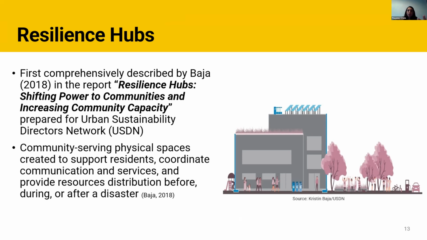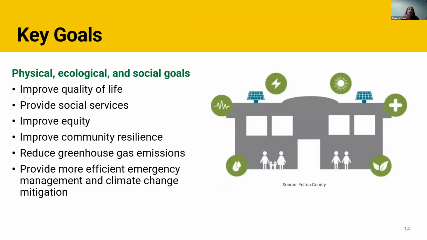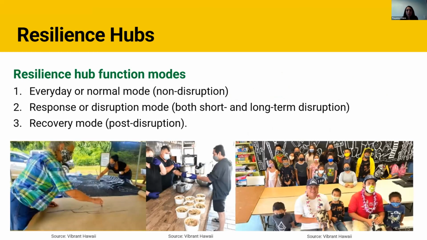They aim at some physical, ecological, and social key goals, such as improving quality of life, providing social services, improving equity, improving community resilience, reducing greenhouse gas emissions, and providing more efficient emergency management and climate change mitigation. Given all this functionality, they can operate in different modes to achieve these goals.